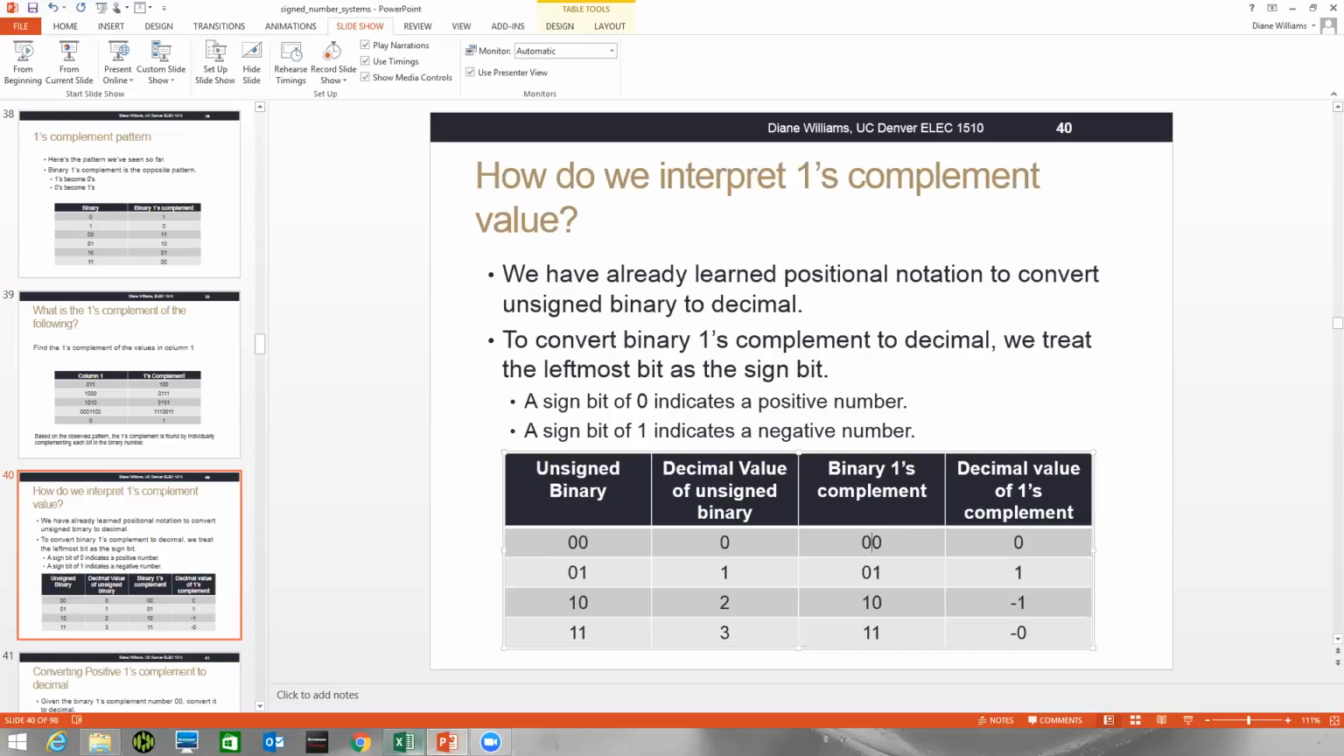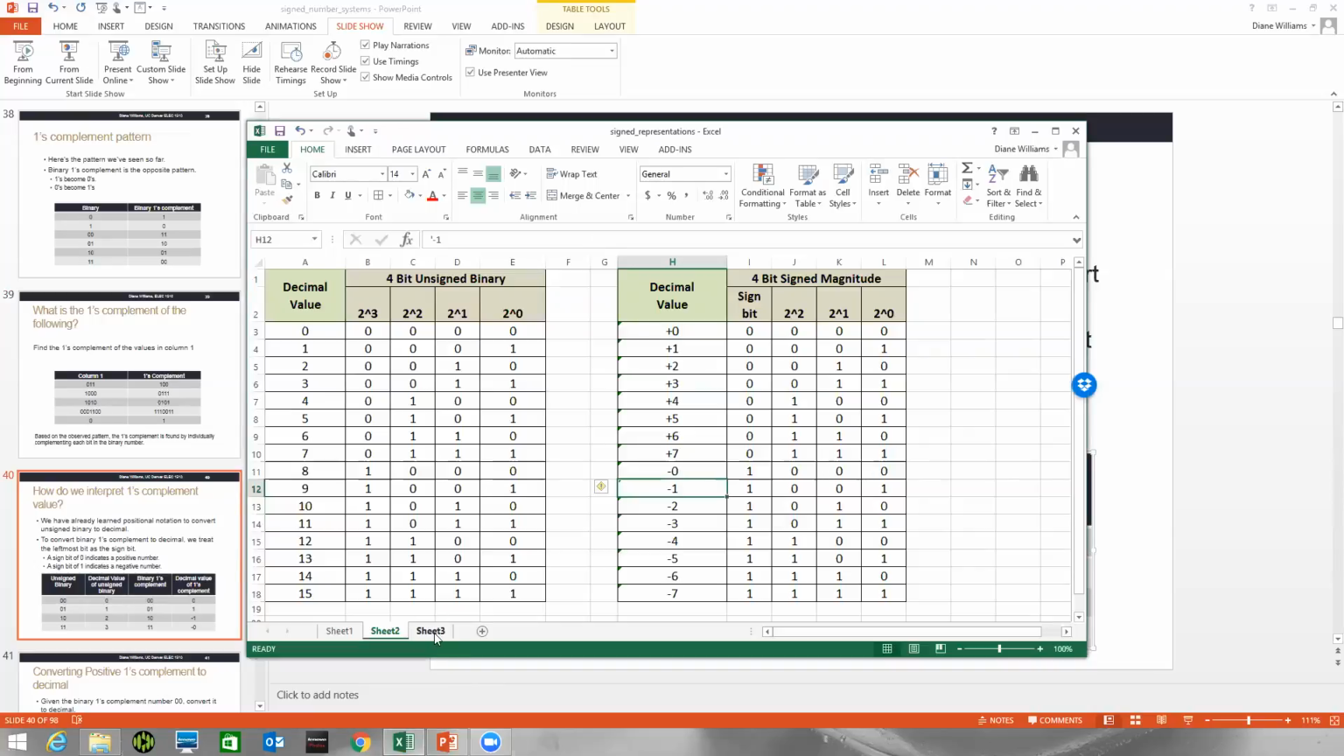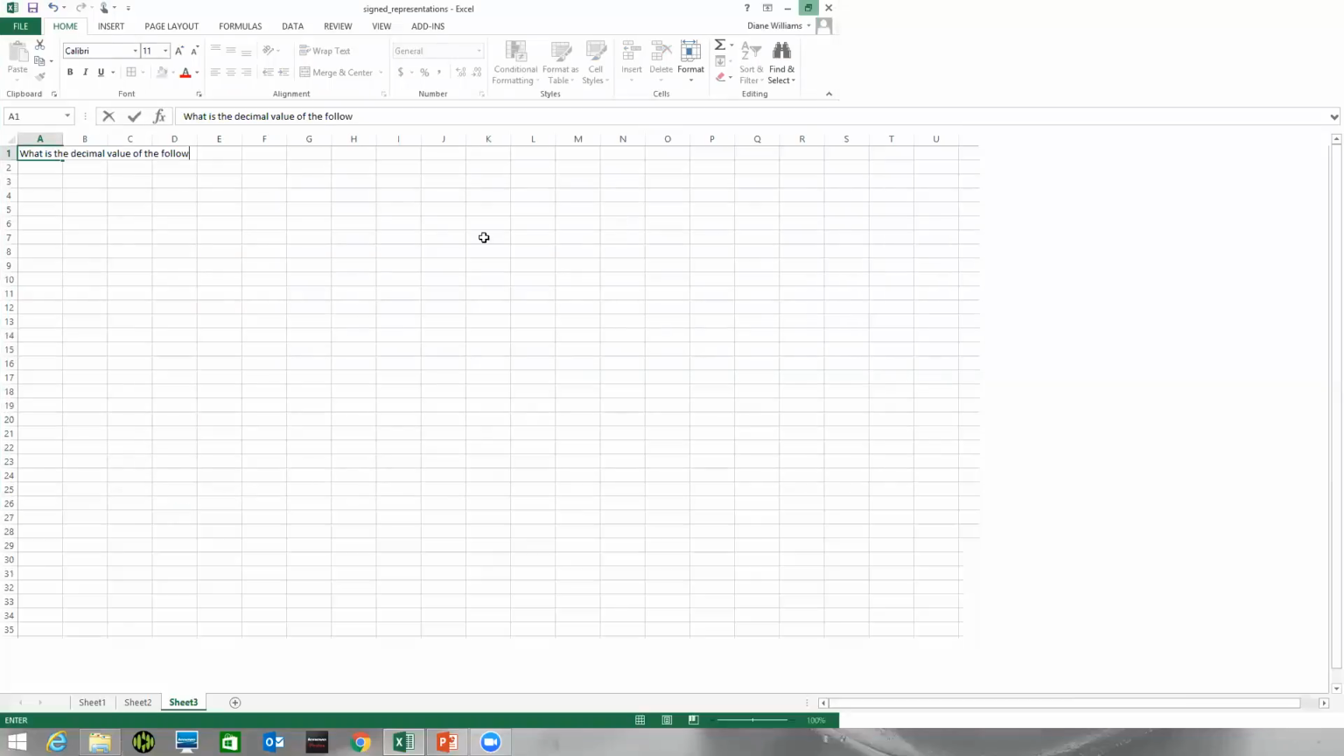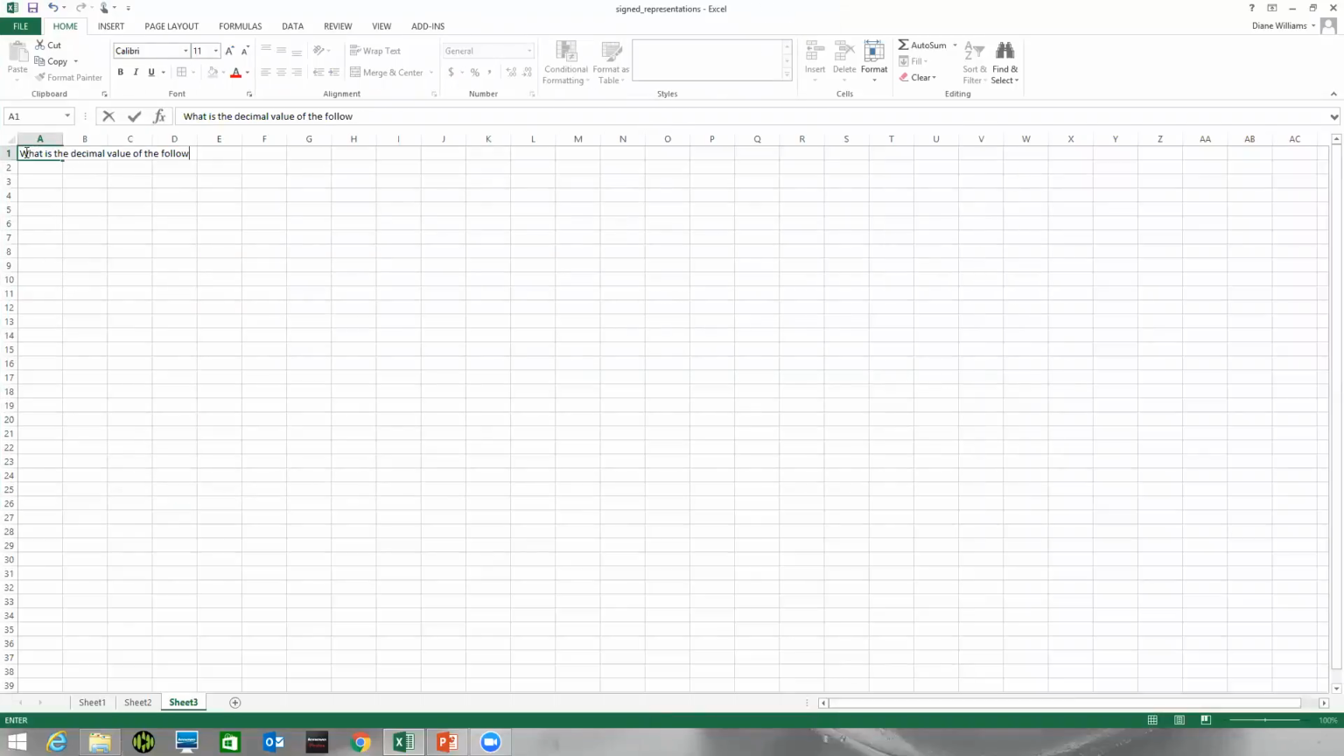Let me just actually bring this same thing up in a chart here. All right, so we're going to say, what is the decimal value of the following ones complement binary numbers?